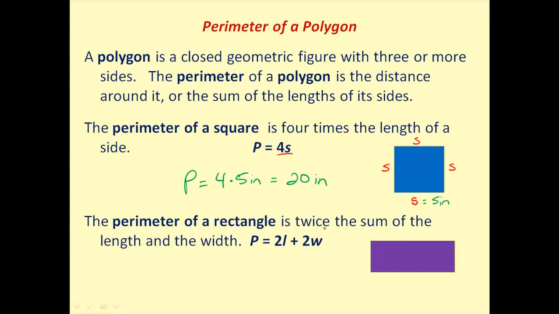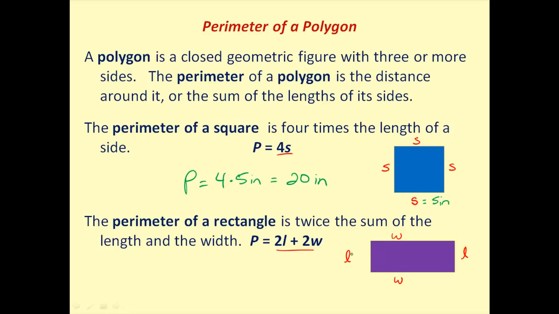Similarly, the perimeter of a rectangle is twice the sum of the length and the width, or 2 times the length plus 2 times the width. So if this side is length L, then this one would also be length L. And if this one is length W, this one would also be length W. Notice we have 2 L's and 2 W's, hence the perimeter formula.